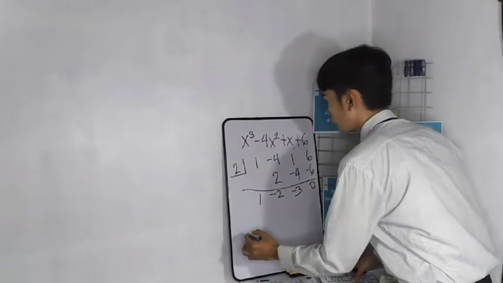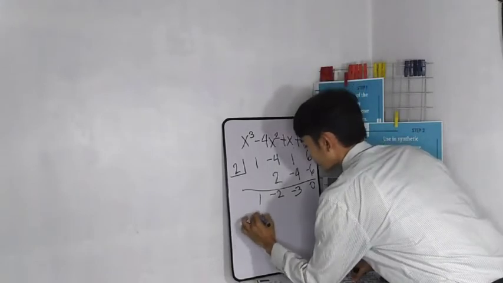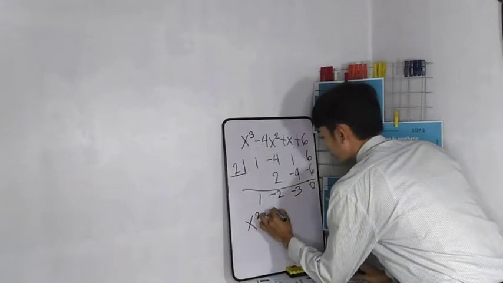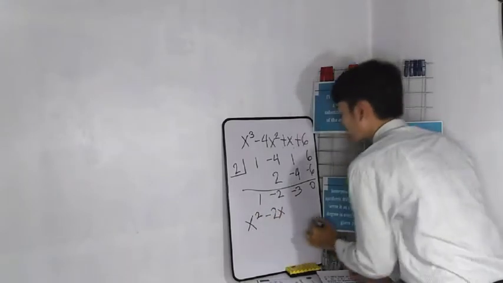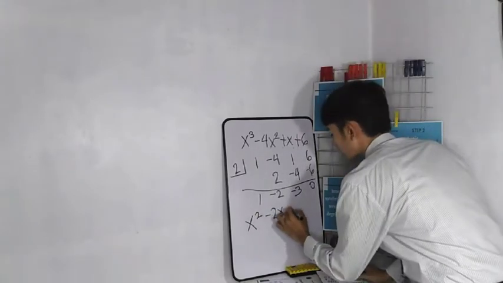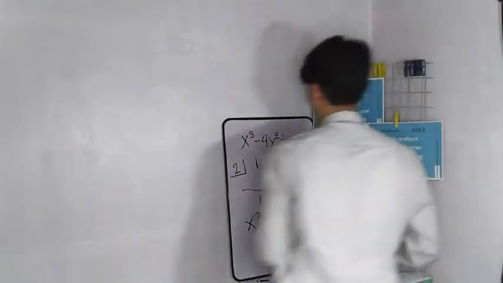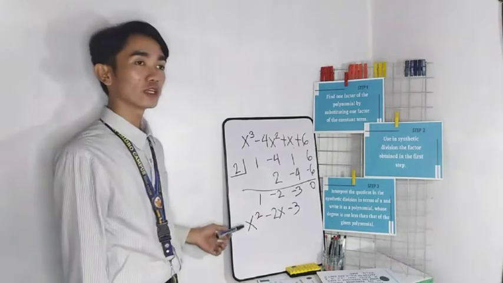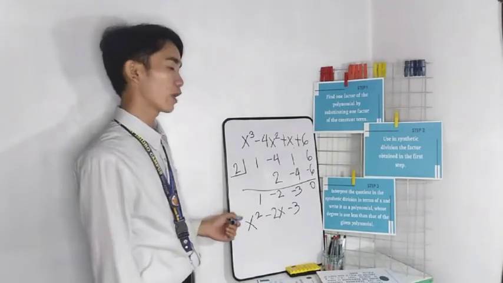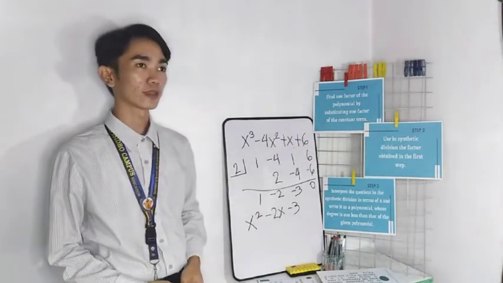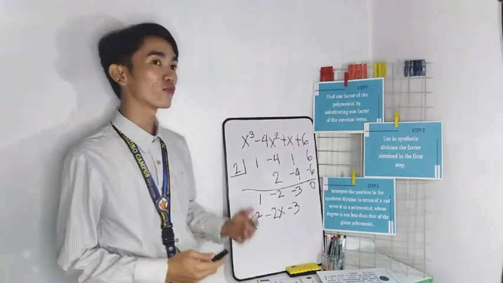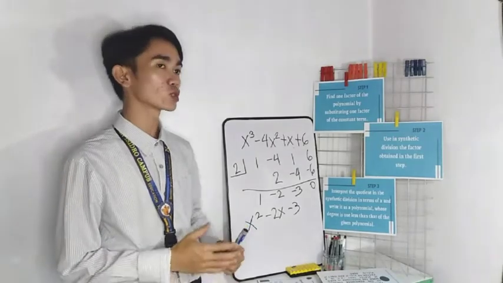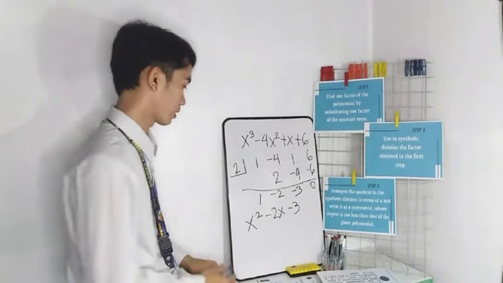So we have 1, it will become x squared. Negative 2 will become negative 2x. And negative 3 will become our constant term. Then what can you say about x squared minus 2x minus 3? Yes, it is factorable. So we need to factor x squared minus 2x minus 3.